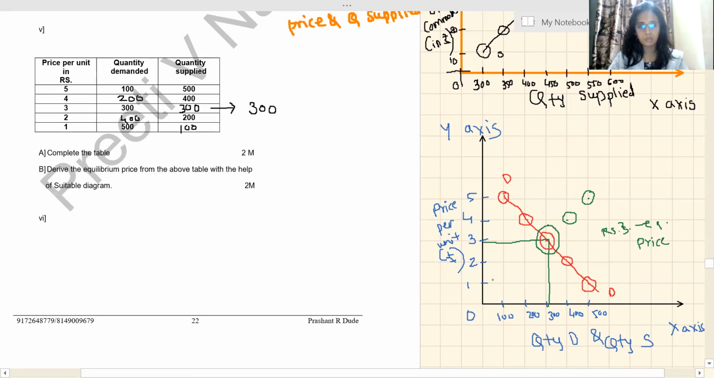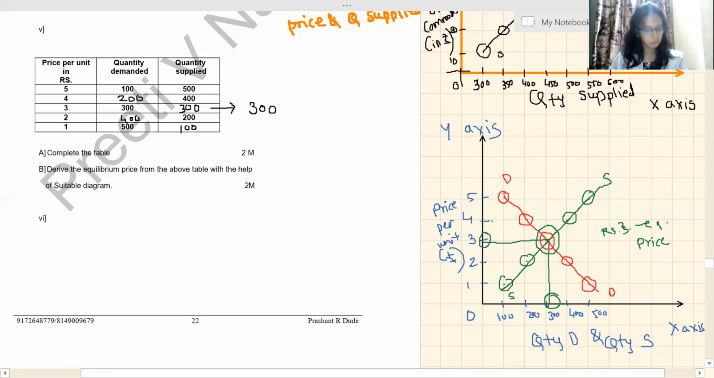Then where were we? Okay, at rupees 2 your supply is 200. At rupees 1 your supply is 100. If you join all the figures you will get the supply curve, and the intersection of that is called the point of equilibrium. And this 300 is called equilibrium quantity demanded and supplied, and this is called equilibrium price.